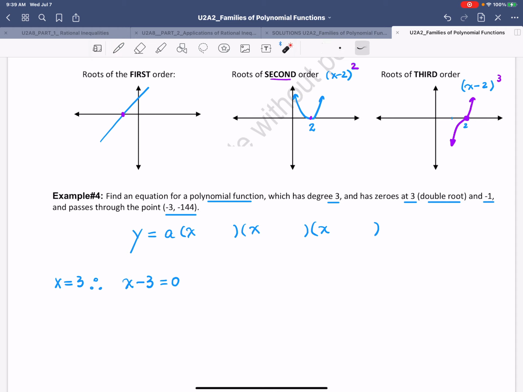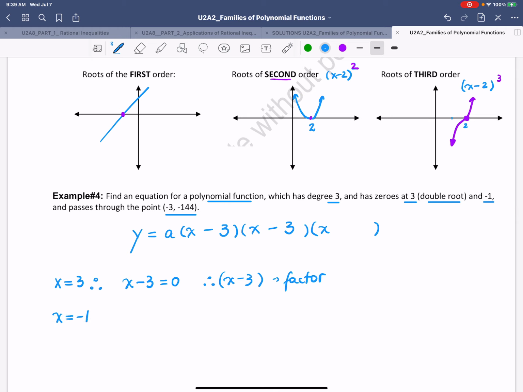Which means again that x minus 3 must have been a factor of this polynomial function. So I now know one of the factors. That would be x minus 3. And the next information that gets my attention here is the fact that this is a double root. A double root means that x minus 3 will repeat twice in the equation as a factor. And the last root in here is minus 1.